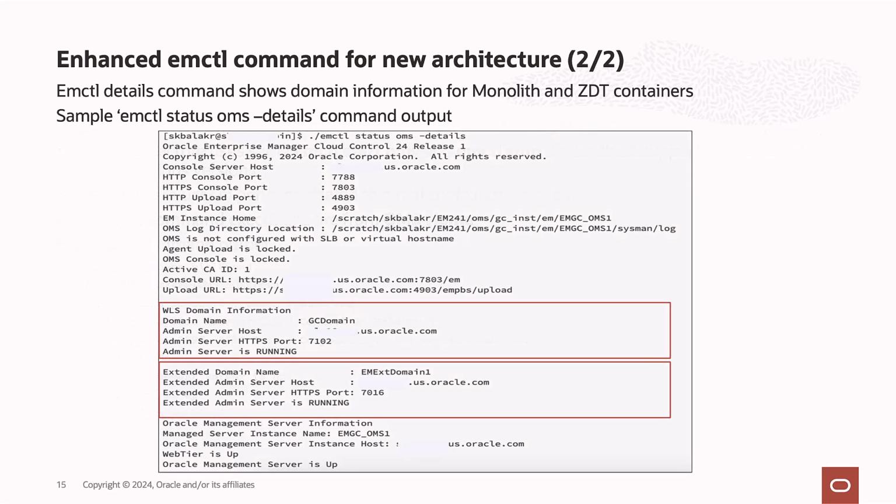And this is another example where, if you run the emctl status oms -fn details command, today we show the domain details, the GC domain. We have included the extended domain details as part of the emctl status oms -fn details command. And this is an example of that.